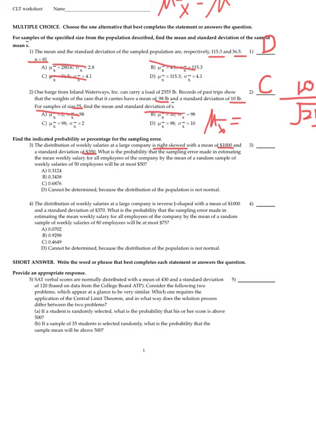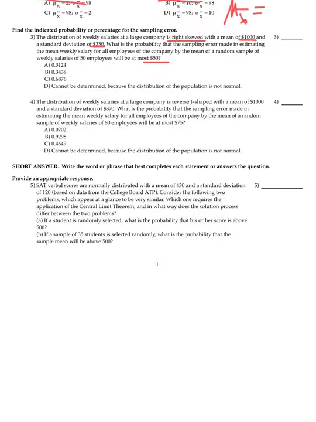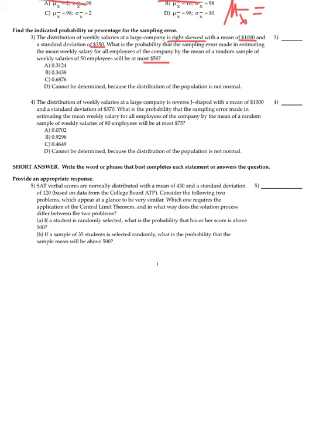It's at most 50. Okay, so in our lecture, I remember I gave you a formula related to this. If we have the sampling error, we want to find the probability for the sampling error less than a constant.